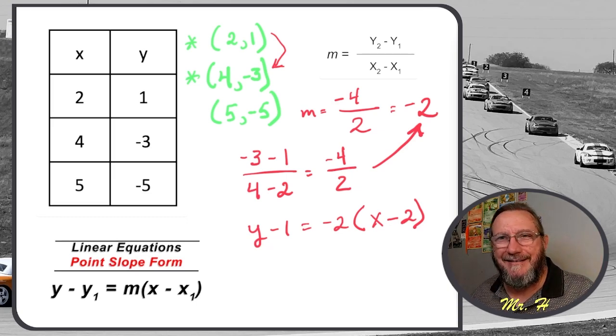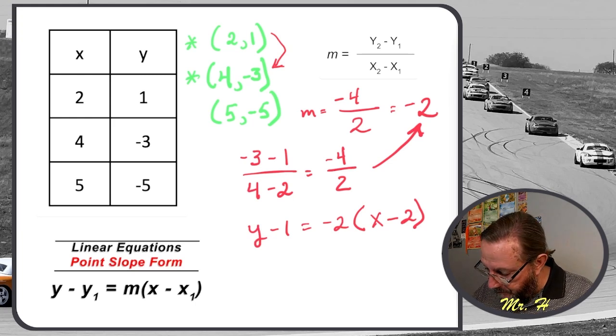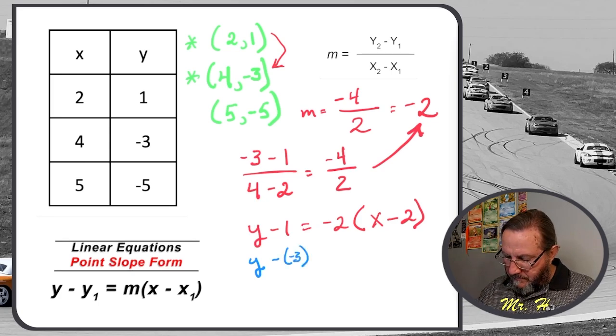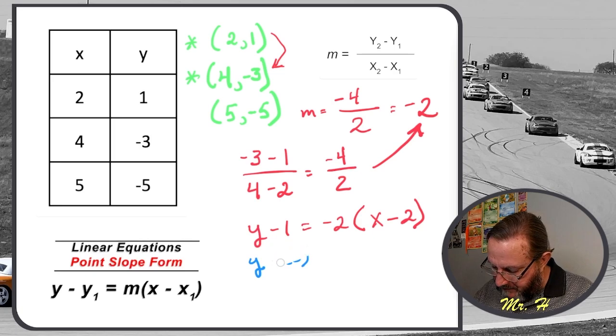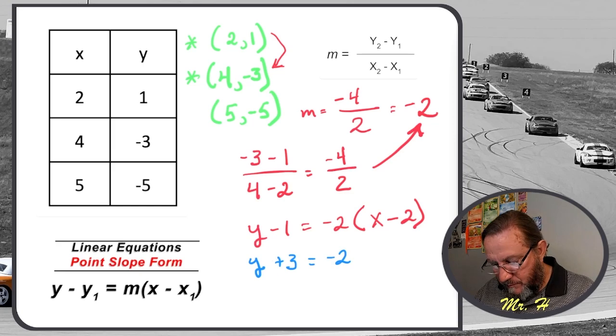You're done. Okay? If you did not use the first point and you used the second point, your answer would have been this. Y minus negative 3. Wait a minute. How do I write that? Minus negative 3. Let's clean that up just a little bit. Instead of y minus a negative 3, let's just call that y plus 3. And that's going to be equal to negative 2, because the slope's still going to be negative 2. And then we're going to have x minus 4.